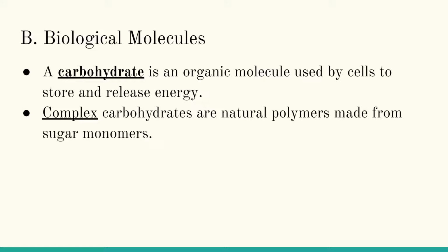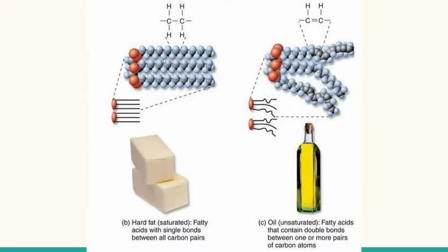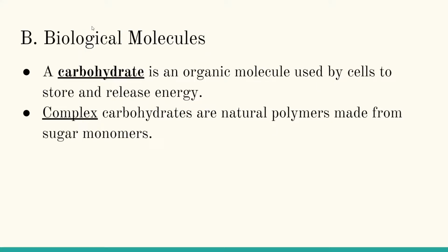So lipids were one polymer, and you can tell it's a polymer because it's a chain of repeating things, right? So it's a chain, it is a polymer. Next polymer we're going to talk about, everybody's favorite food group, which is carbohydrates. And these are how you guys store and release energy.